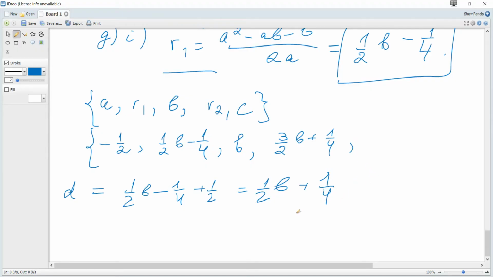And again 3 over 2b plus 1 over 4 plus 1 over 2b plus 1 over 4, so it becomes 4 over 2b, it's 2b plus a half.